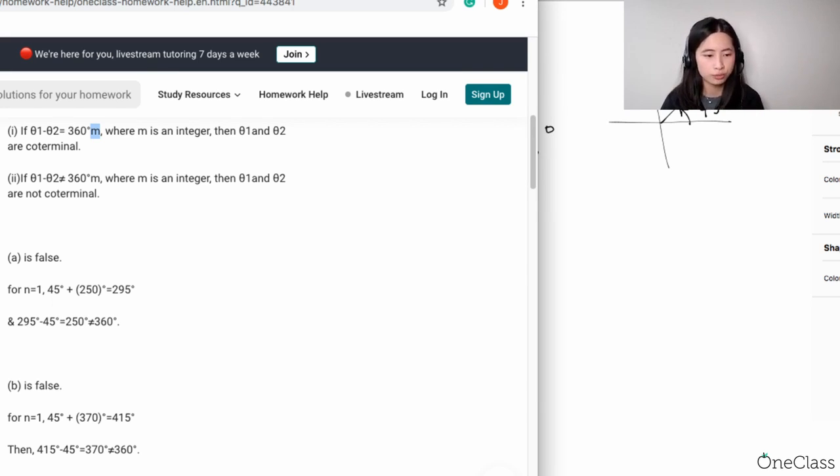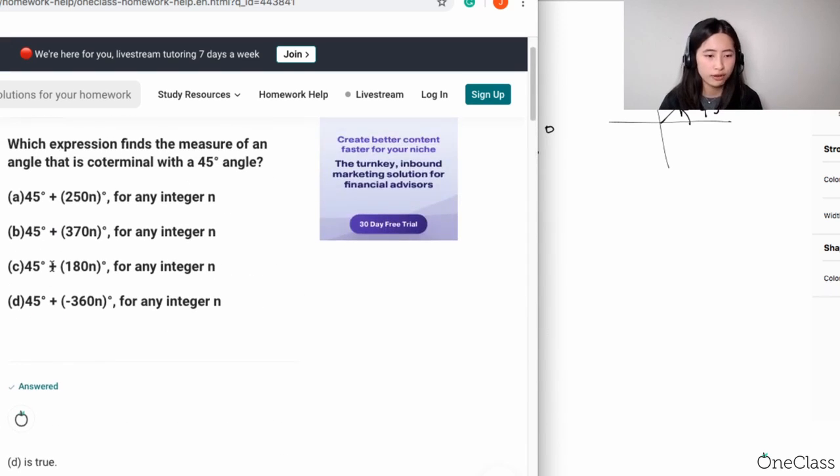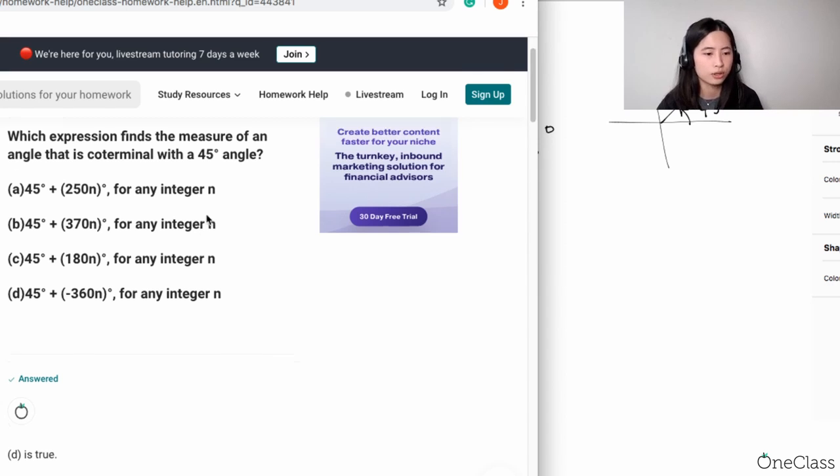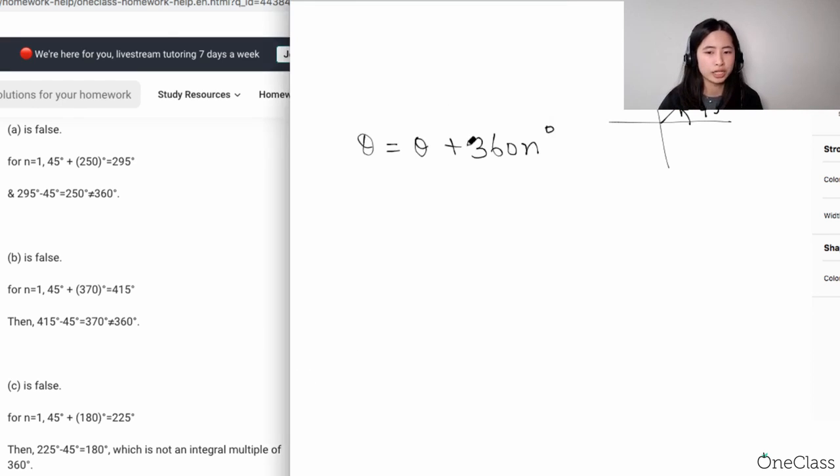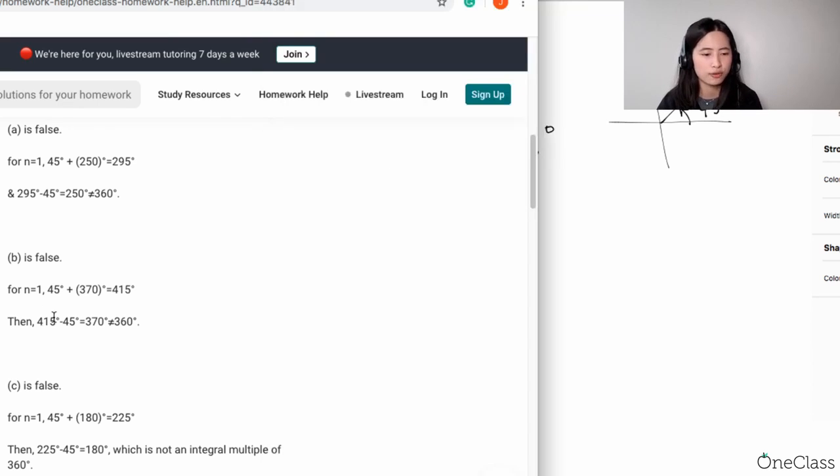Now let's move on to part B. For part B, they're saying you have 45 degrees plus 370n degrees for any integer n. Okay, so let's go to B. Now you have n equal to 1, so we have 370 degrees. We sum up the two. We say that 45 degrees is theta 1, then you have 415 degrees, which is theta 2. Remember, we need to subtract the two, based on the formula. So theta 1 is equal to theta 2 plus 360n. If you rearrange this equation, you can say that you're subtracting the two. Okay, so you have 415.